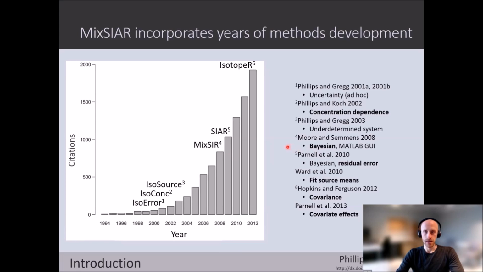It had a GUI. Close on the heels of that, there was a MixSIAR model that you may have heard of and used. It added a residual error term. It was written in R, which was nice. In 2010, people added the ability to fit the source data hierarchically. And then people have also added improvements like including covariance between isotopes, because the isotopes typically covary. And then covariate effects have been added as well. A good overview of all of these individual iterative improvements is this paper led by Don Phillips in 2014, and there's the link there.